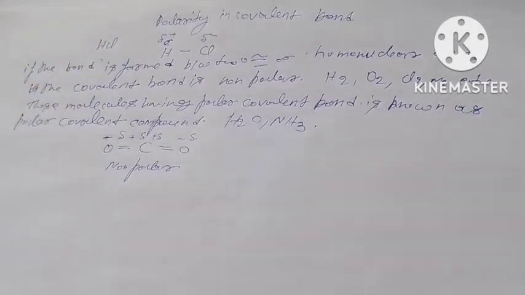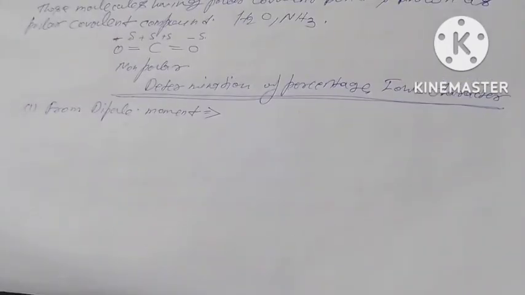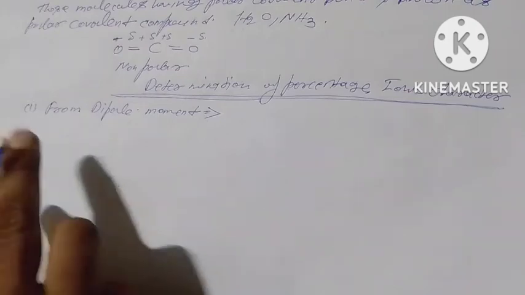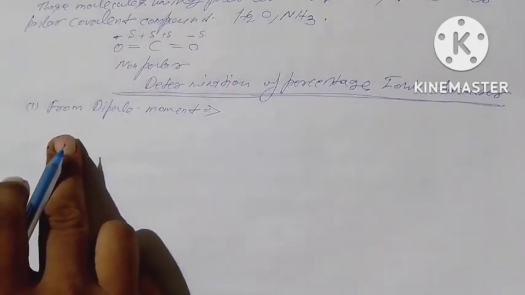Next is determination of percentage ionic character, from dipole moment. First is from dipole moment and second is from electronegativity.